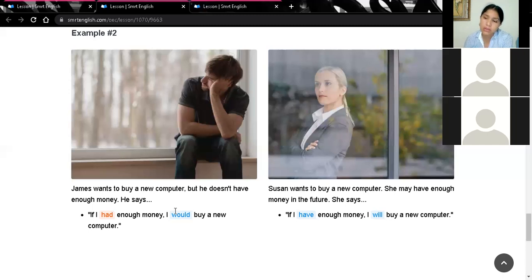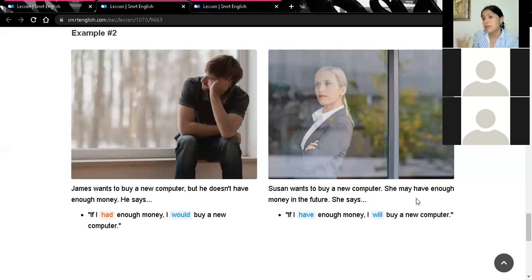And here we have another example. Guillermo, can you read the example of Susan, please? Susan wants to buy a new computer. She may have enough money in the future. She said, "If I have enough money, I will buy a new computer." So in this case, she's saying that she wants to.